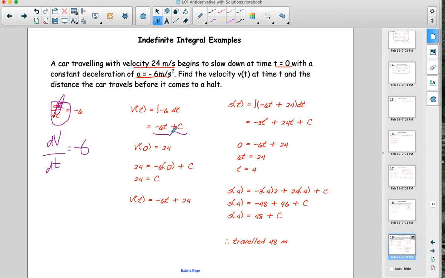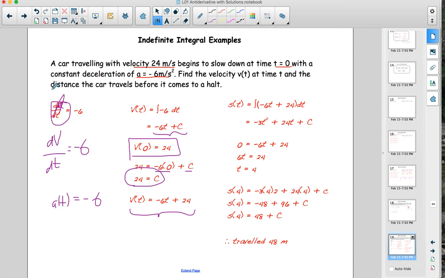But now we're going to have to handle the c. What are we going to do with the c? They told us the initial velocity was 24. That means v at 0 is 24. So 24 should be equal to -6 times 0 plus c. That's going to give me that c is equal to 24. So the velocity over time can be represented by this function, -6t plus 24. Acceleration with respect to time is represented by -6. Velocity is now -6t plus 24.